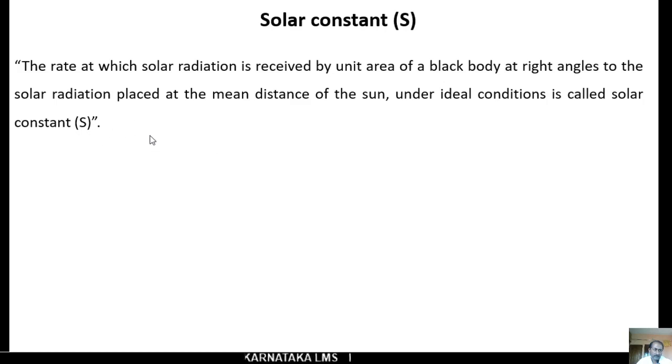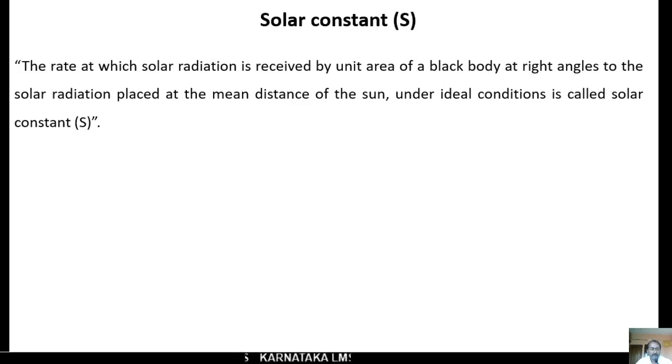I repeat, it is also defined like this. It is the amount of heat energy or radiations absorbed per minute by the square centimeter of perfectly black body surface placed at a mean distance of the earth from the sun in the absence of the atmosphere, the surface being held perpendicular to the sun's rays.